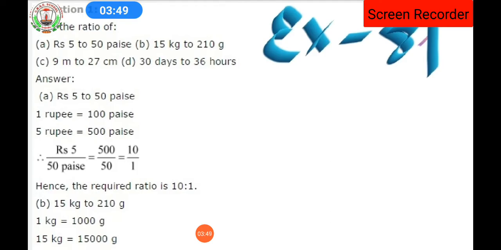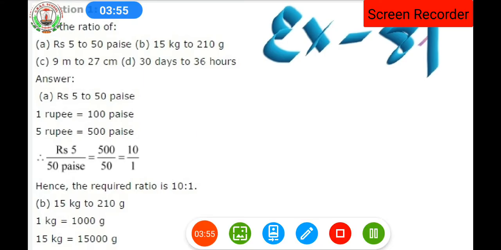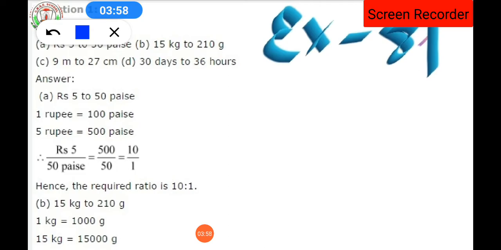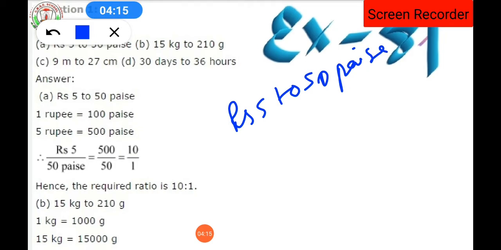Now here we are going to deal with exercise 8.1. So what is the first question we have here? In this question it is said that you have to find the ratio of rupees 5 to 50 paise. So what is the ratio you have to find? The ratio is rupees 5 to 50 paise. While telling you the formula of a ratio, I had already said that the two quantities being compared must have the same unit, isn't it? As we can see, here the quantities have different units, so we have to convert them into the same unit.